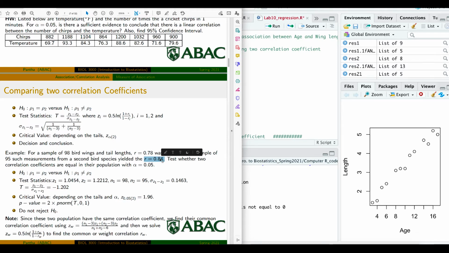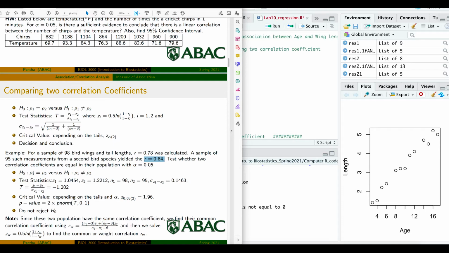So we want to see if both species have the same type of association or not. If you do it numerically and if you do the hypothesis testing, you can compare the association between the two different scatter plots. That's what we're doing here, right? So test whether the two correlation coefficients are equal or not in their population with alpha equals 0.05.